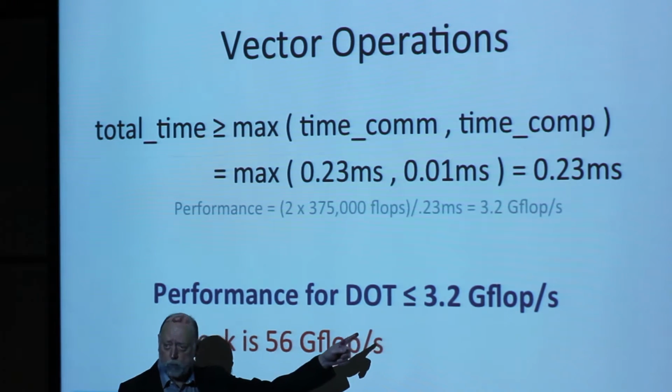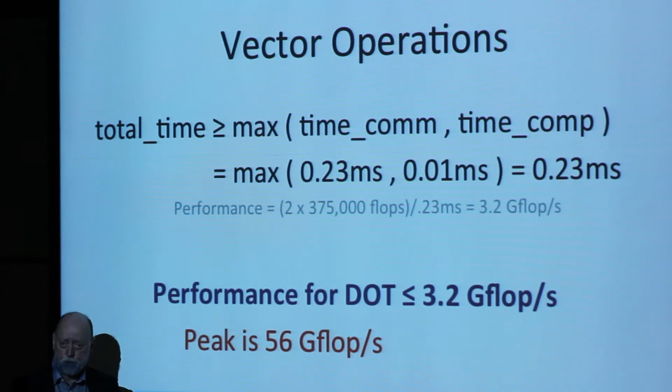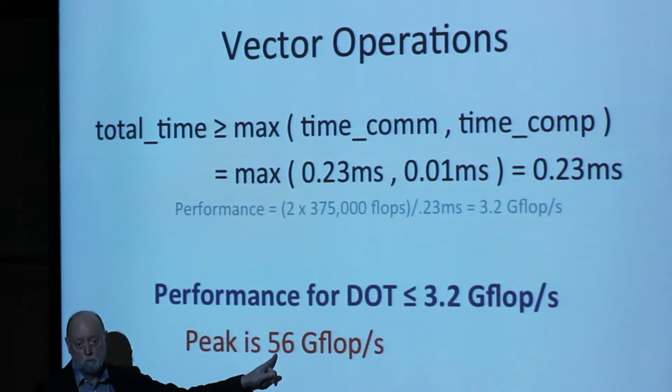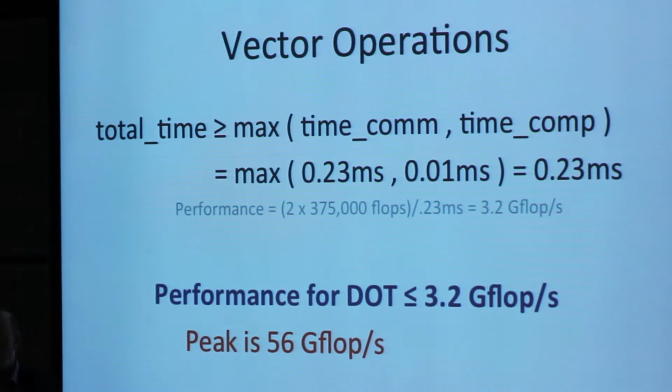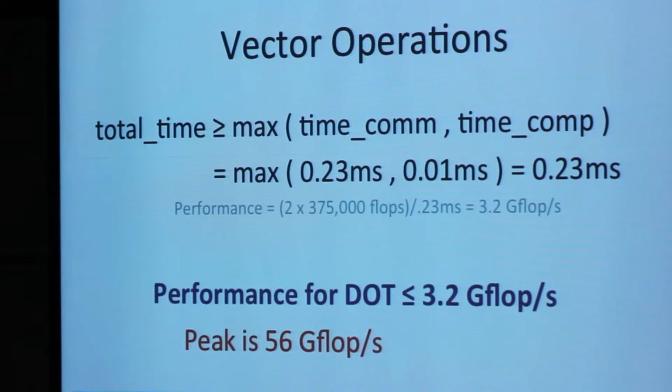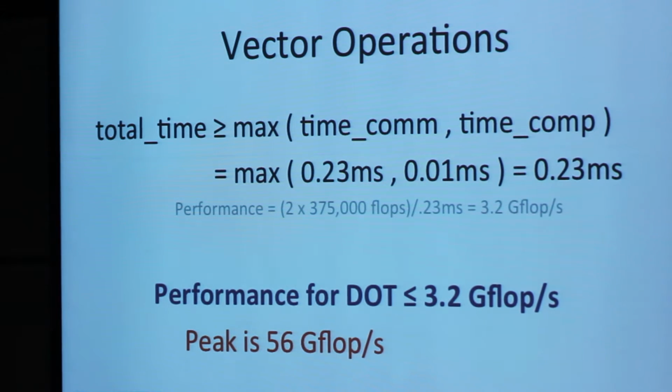So if you have vector operations and you use the vector operation just as I did, that's the performance. This is the peak performance of the chip. So you're getting nowhere near the peak performance, an order of magnitude and more from the peak performance. So this is a memory-bound operation. Data movement kills you in this operation.